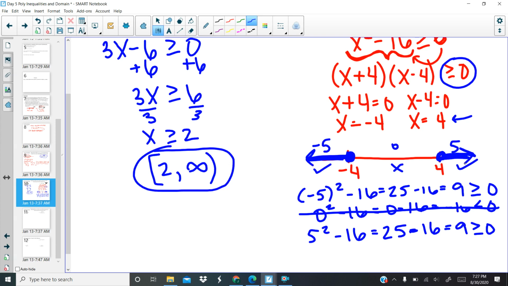As we're writing our domain, the domain that we want goes from -infinity to -4 with a bracket because we want to include -4. And then we're going to union and go from +4 to infinity. So we're leaving out that space between -4 and +4 because whenever you plug in any number between -4 and +4, you're going to get a number that's less than 0. And whenever you put that under the square root sign, you're going to get an imaginary number.